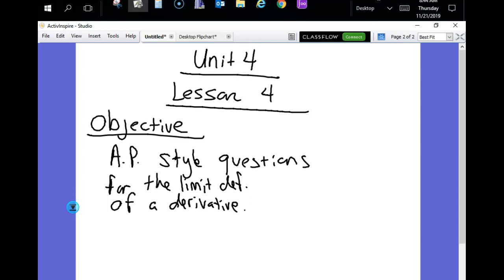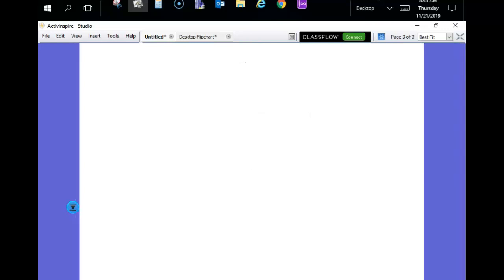All right. So AP style questions for the limit definition of a derivative. So before I give them to you, you don't really need to write this, but you should pay attention because it'll make things make sense later. But let's say I gave you guys this, and I asked you guys to set this up for the limit definition of a derivative, okay?